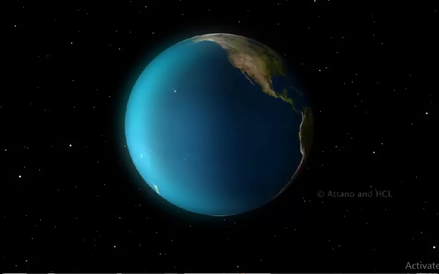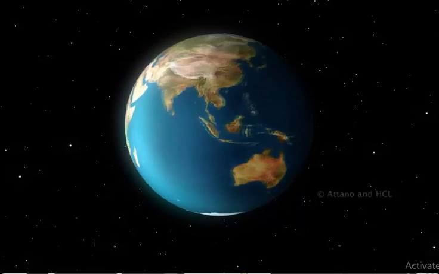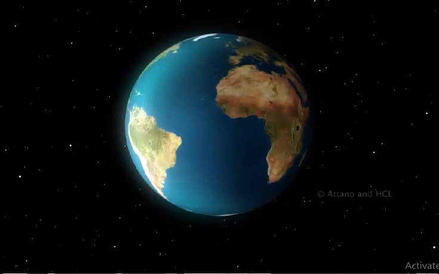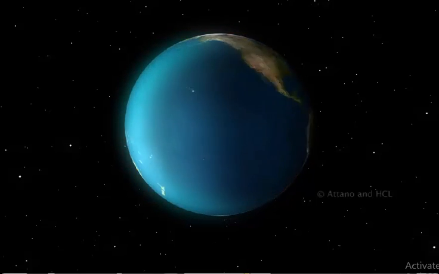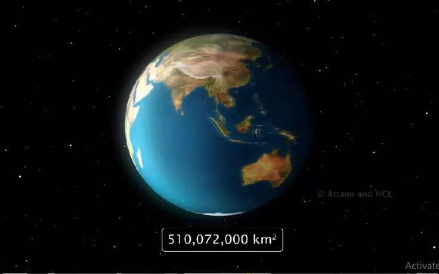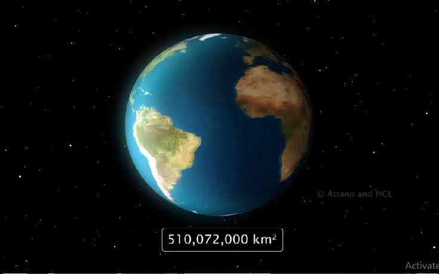Earth is the 5th largest planet in the solar system. Can you estimate the surface area of Earth? The surface area of Earth is 510,072,000 square kilometers.